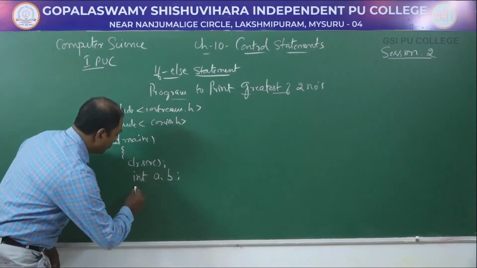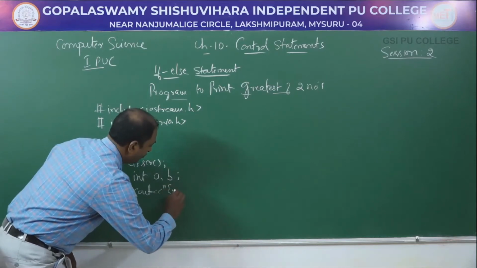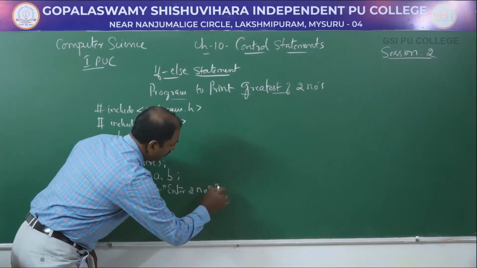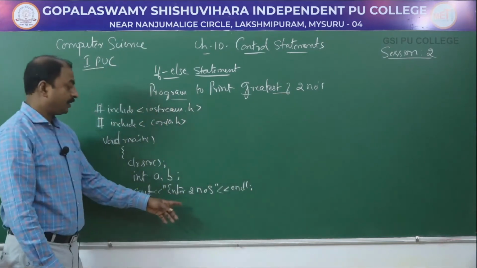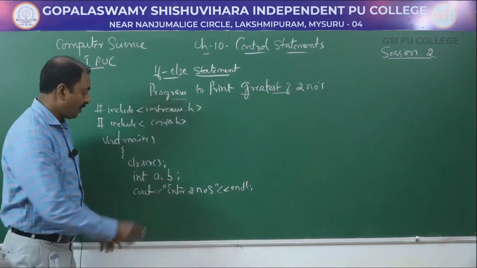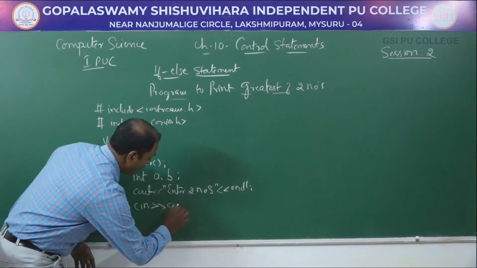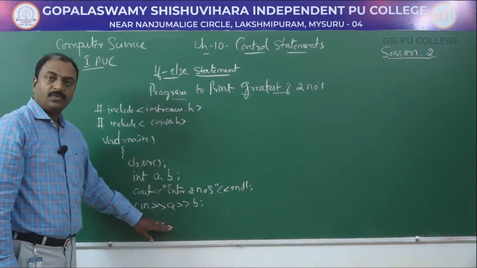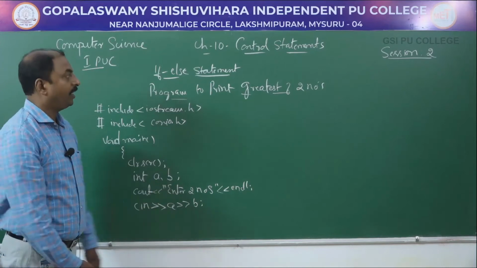So we can display a message: cout, enter two numbers. This message will appear on the output screen. After this, we have to enter the values of a and b with the help of an input statement, that is cin a b semicolon. So this is the input statement to accept the values for a and b.